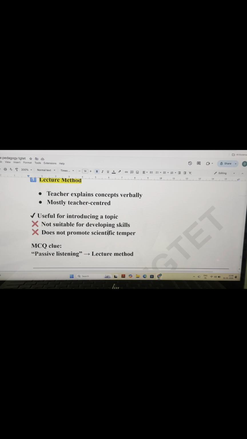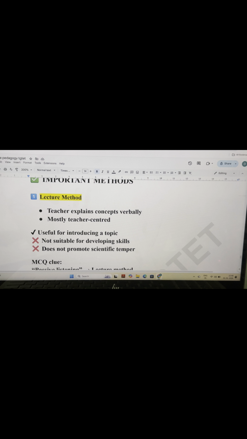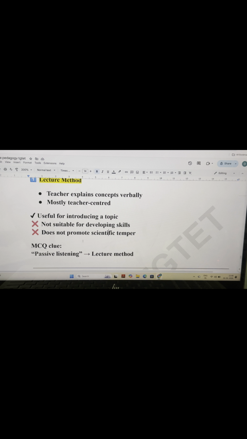Passive listening is equal to lecture method. Students are not active here. It is just listening. Only the teacher is active. It is teacher centered, and there is no active participation of students. That's why lecture method does not promote scientific temper. This is a very important word coming every time. Scientific temper means thinking logically, believing in proof, not in beliefs.